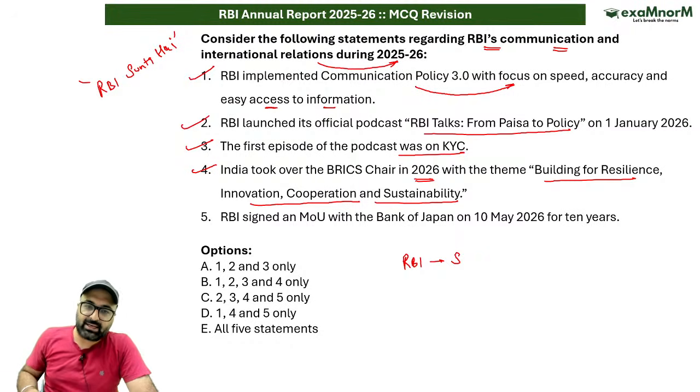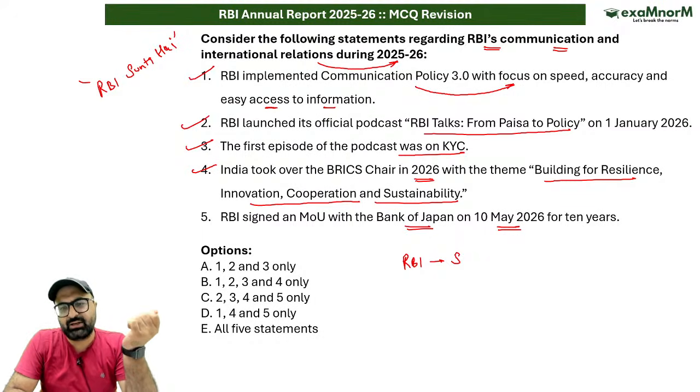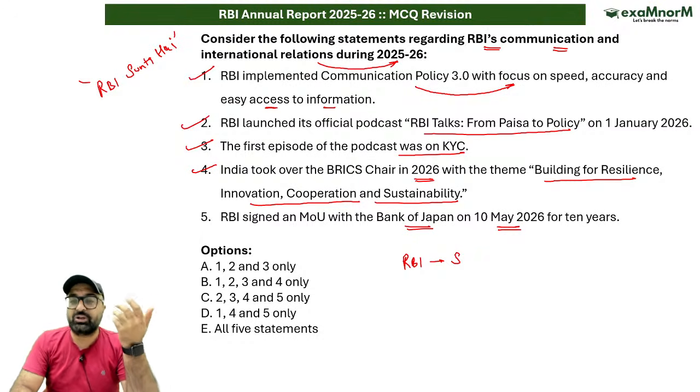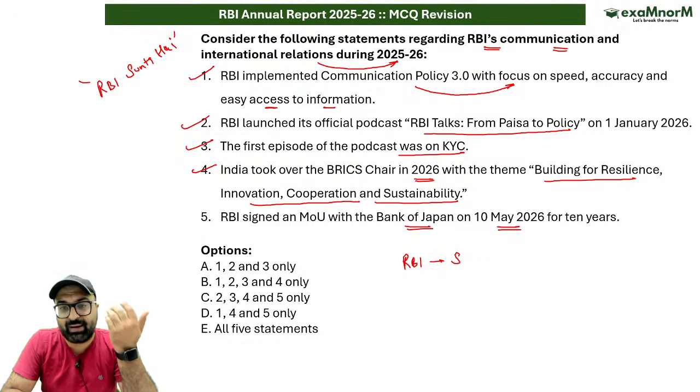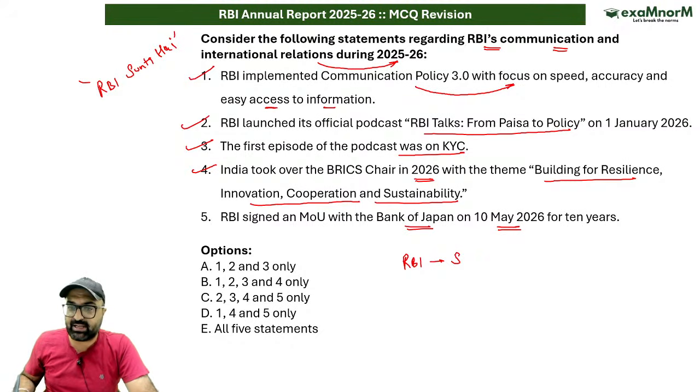ठीक है जी. Next, RBI signed MOU with Bank of Japan on 10th of May 2026. If I talk about these MOUs, the first point is RBI has extended its support to Maldives as well as Bhutan during 2025-26. It has also signed its MOU with France. It has also signed its MOU with European Central Bank. It has also signed the MOU with Bank of Japan, but it is not signed for 10 years, guys. It is signed for 1 year.